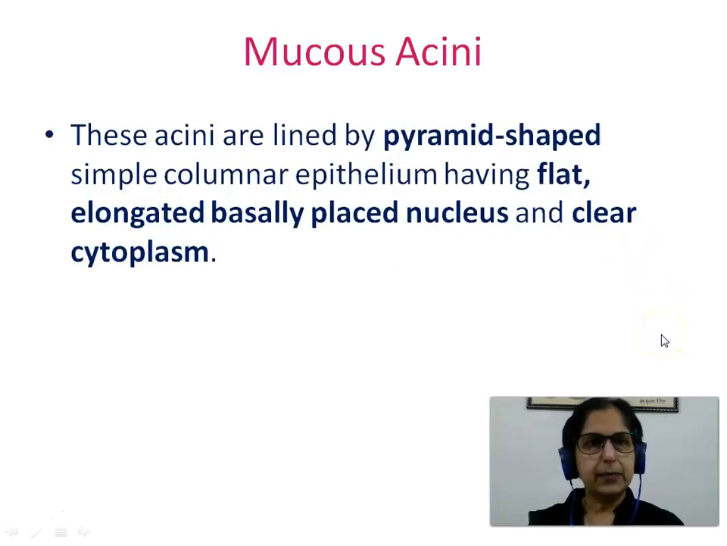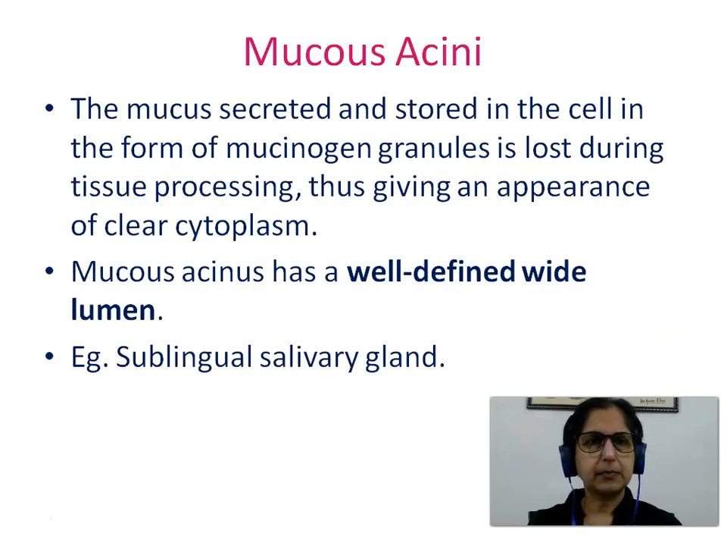Mucous acini. These acini are lined by pyramid-shaped simple columnar epithelium having a flat, elongated, basally placed nucleus and clear cytoplasm. The mucus secreted and stored in the cell in the form of mucinogen granules is lost during tissue preparation, thus giving an appearance of clear cytoplasm. Mucous acinus has a well-defined wide lumen, example being sublingual salivary gland.